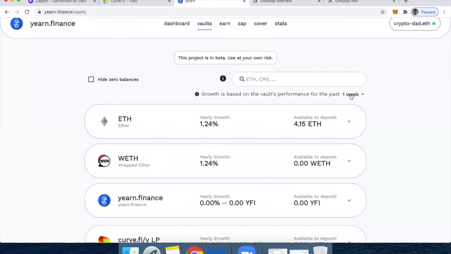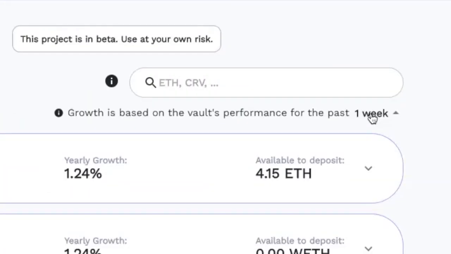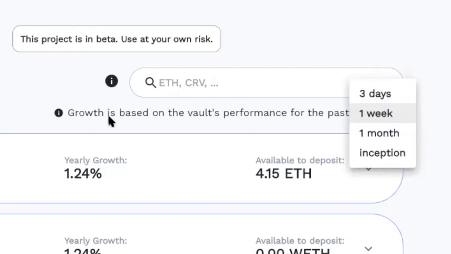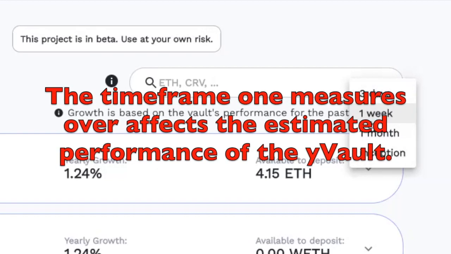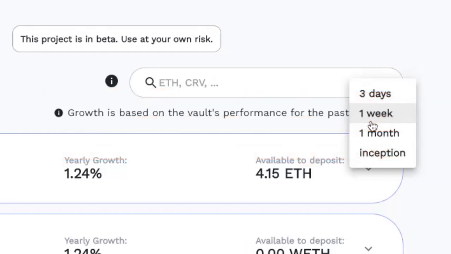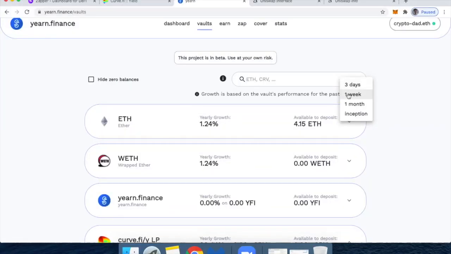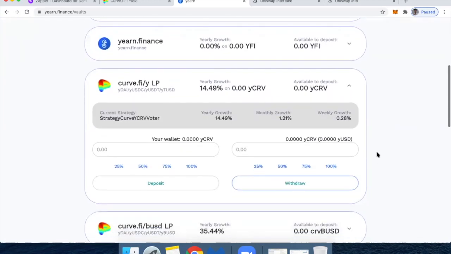If you go to this page, there is a new feature. You can click here to take a look at the estimated growth of the vault's performance for the past 3 days, 1 week, 1 month, and inception. This is really important to check out because the estimated growth, or APY, is changing day to day according to how much liquidity there is and lots of other factors, like prices of tokens such as the Curve governance token. So I like to look at something like 1 week or 3 days because it gives me a sense of how this is performing over the last few days.